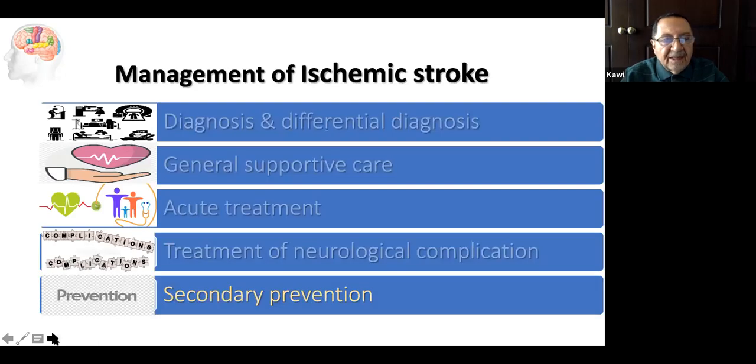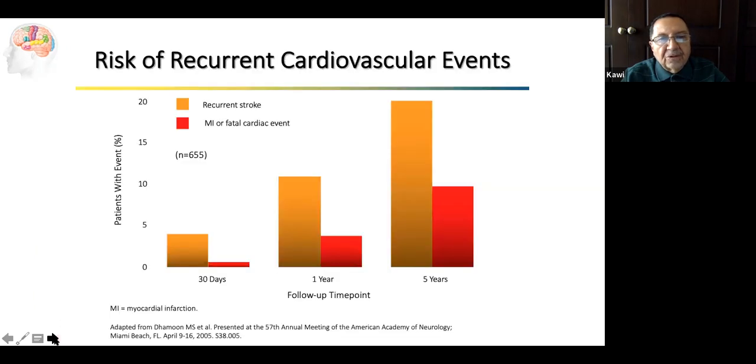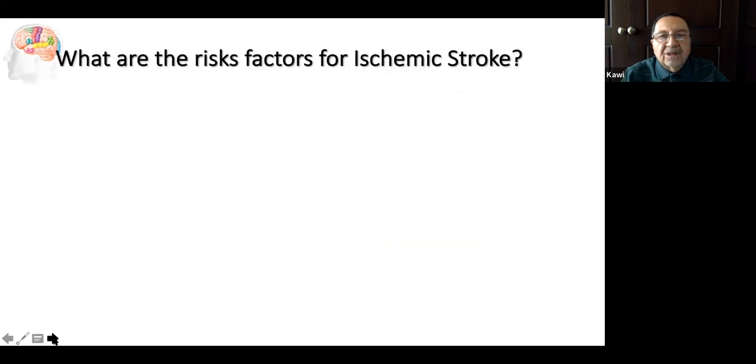Then secondary prevention is important. Someone has developed a stroke. How do we protect him from further stroke? The risk of recurrent cardiovascular events is high. Within 30 days, there is a risk for myocardial infarction and for recurrence of stroke. In 1 year, there is more risk for myocardial infarction. They go hand in hand, although the risk for stroke is higher. So there should be some protection from recurrence.